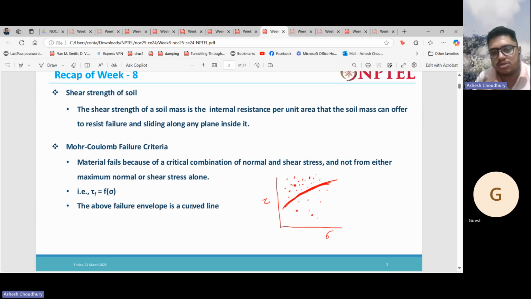From this logic, we can get one envelope known as the Mohr-Coulomb failure envelope. This is this curved line, where on one axis you have the shear stress and on the other axis the normal stress. Below this line the soil can sustain the stress. On this line it is at the verge of failure, and above this line we cannot have any stress state. The soil will fail before reaching that stress state.